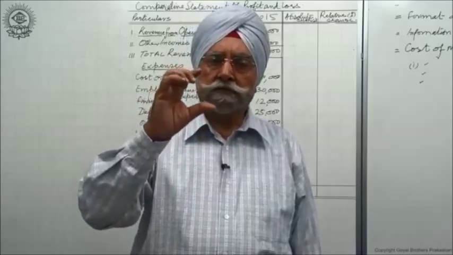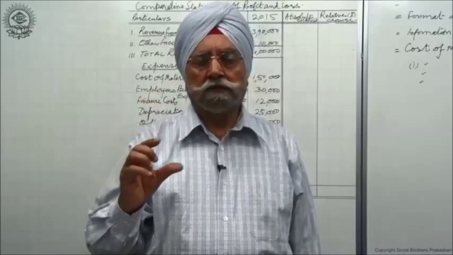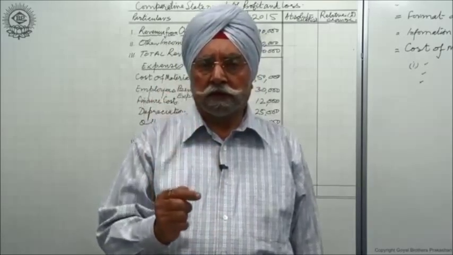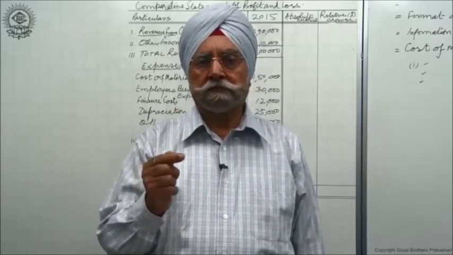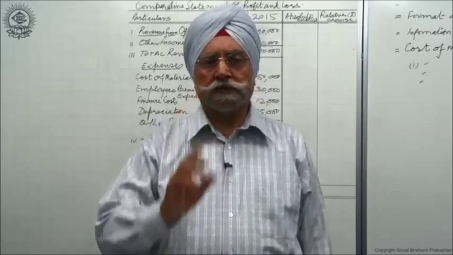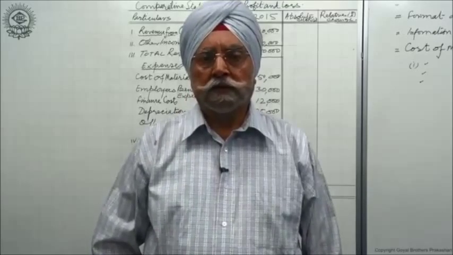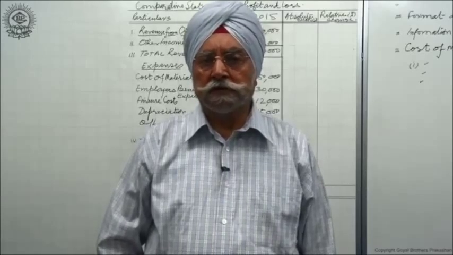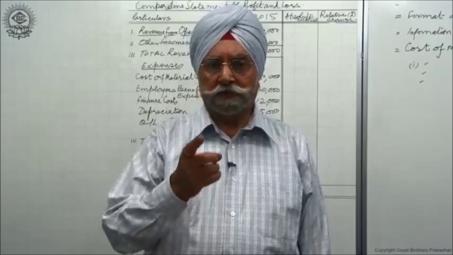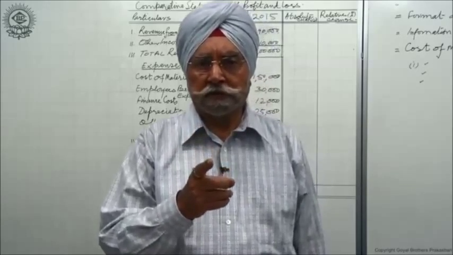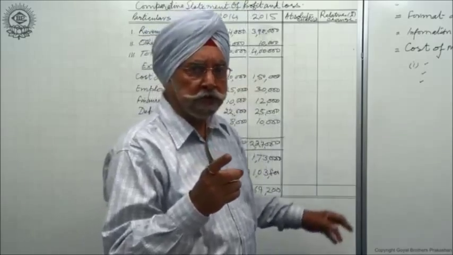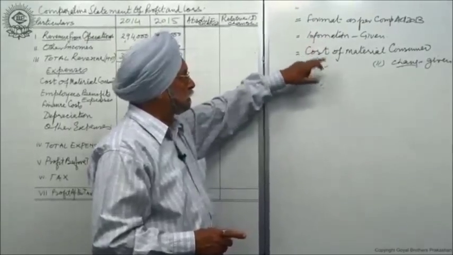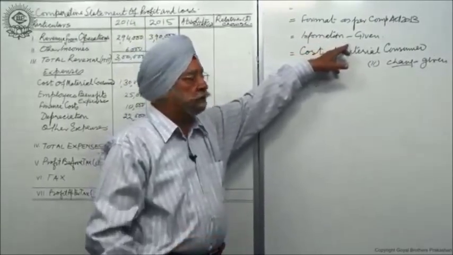Now, out of this total revenue, we will deduct expenses as laid down in the format of the Companies Act. The first and foremost expense therein is the cost of material consumed, or cost of stock in trade sold. That I will show you here. So the format is as per Companies Act 2013. All the information will be given to you.